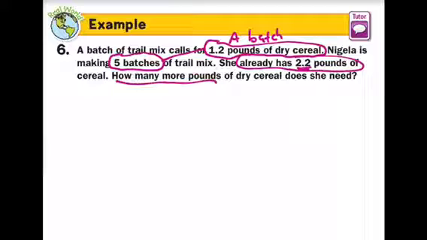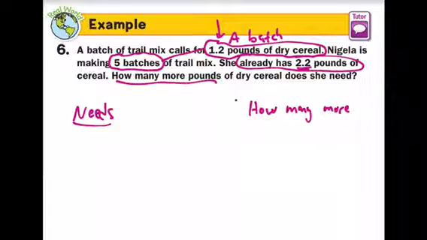All right, so let's think about this. We have to figure out how much she needs first. Now, she's making 5 batches, and we know each batch needs 1.2 pounds. Now, remember, after we figure out what she needs, then we have to figure out how many more pounds she needs, because remember, she has some already. So this will be how many more. This is a 2-stepper. All right, you're ready.